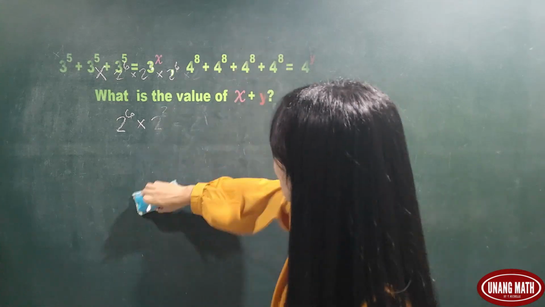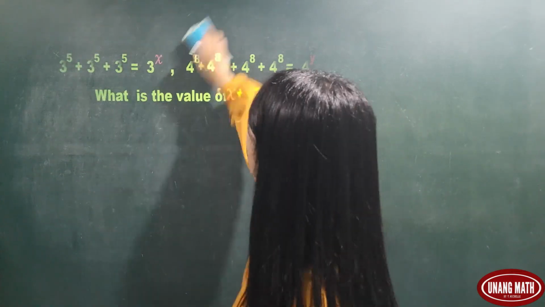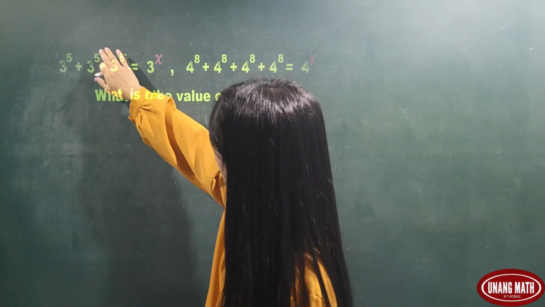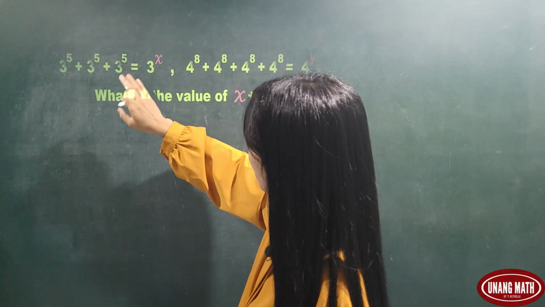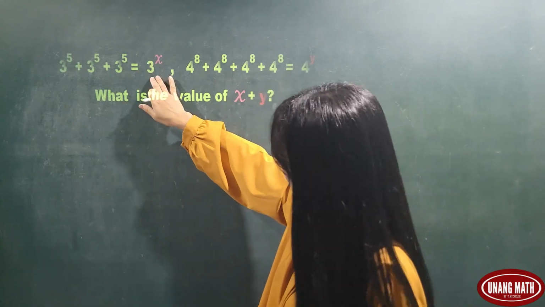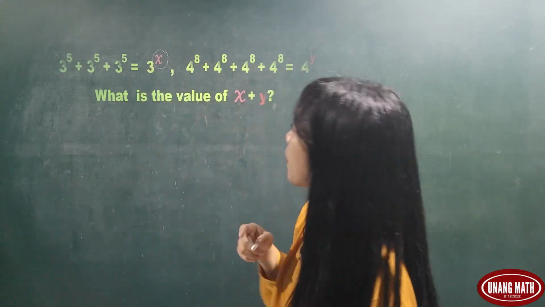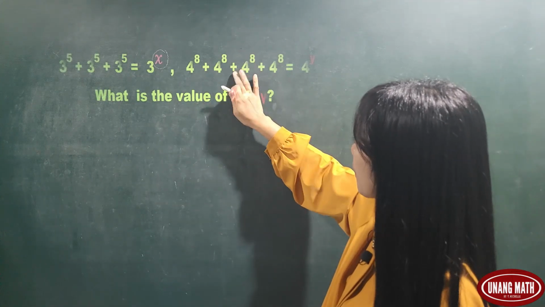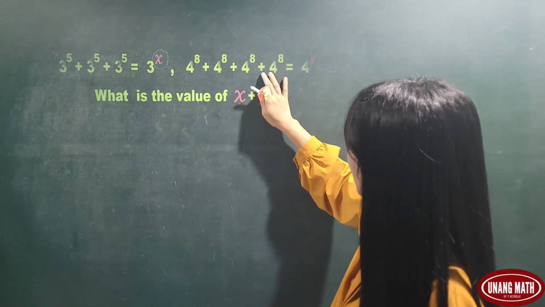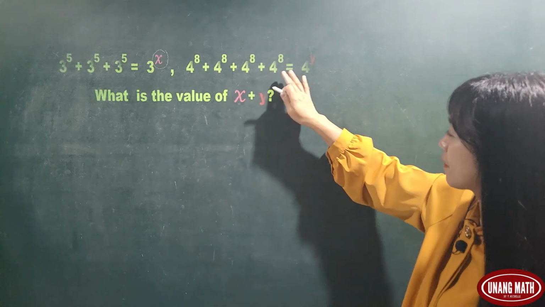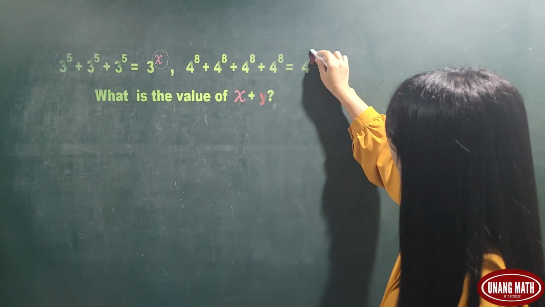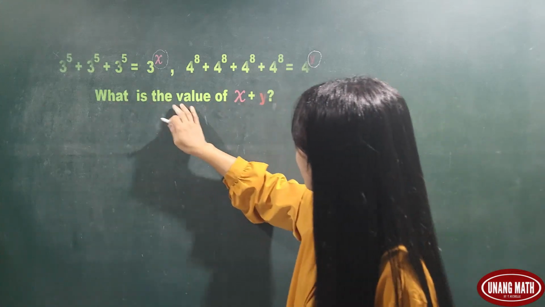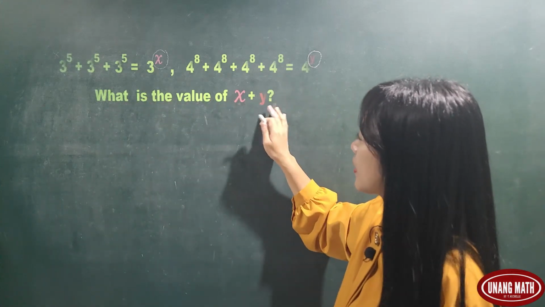Okay, now let's answer the simple activity. We have here 3 raised to the power of 5 plus 3 raised to the power of 5 plus 3 raised to the power of 5. This is equal to 3, and what will be our exponent? Another is 4 raised to the power of 8 plus 4 raised to the power of 8 plus 4 raised to the power of 8 plus 4 raised to the power of 8 is equal to 4, and what will be our exponent? The question is, what is the value of x plus y?